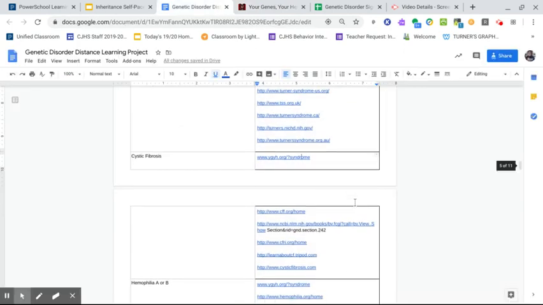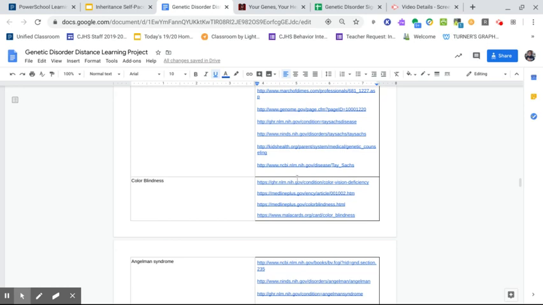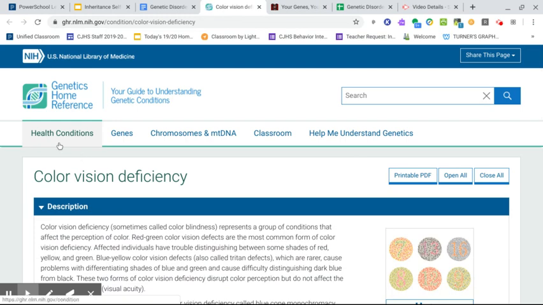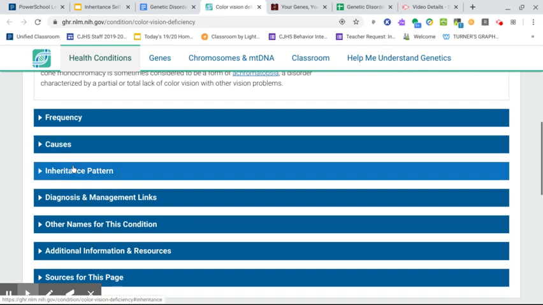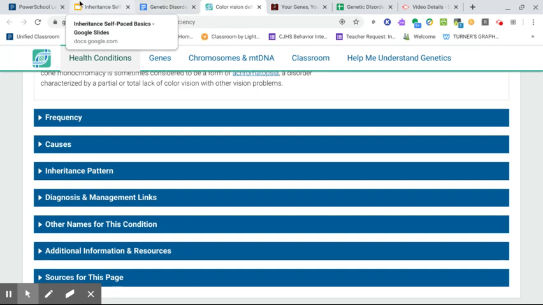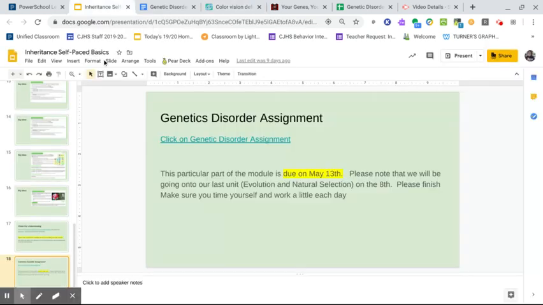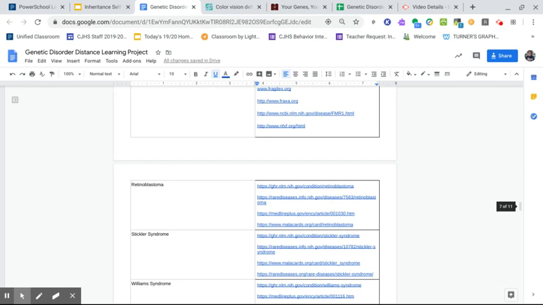Another popular website is Genetics Home Reference. Here's Color Vision if you choose that. It has quite a bit of what you are required to include. So you should have plenty of information in what I gave you, but you are more than welcome to go outside of these websites to find information as well. If you have any questions or you're really struggling, email me and I will help you figure out the sources or answer questions for you as needed.